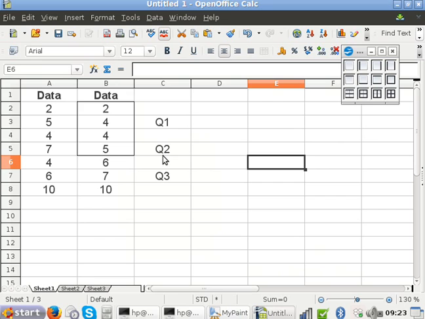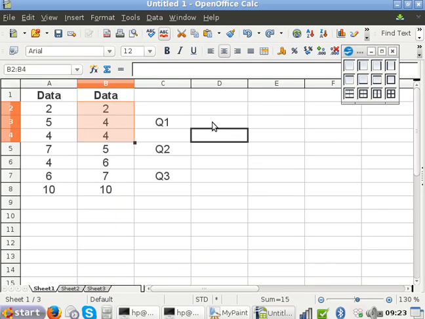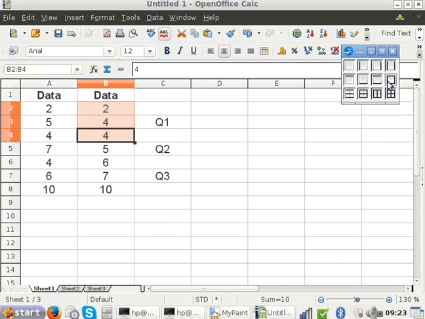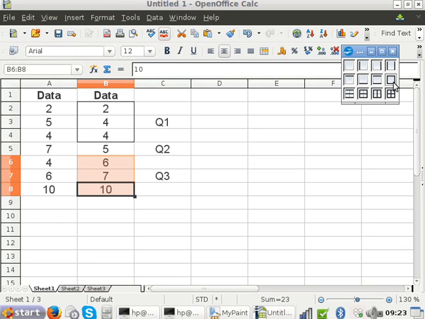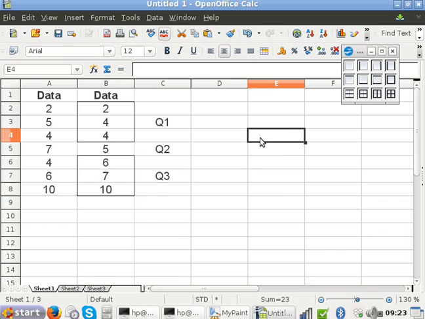Oh, that's something, I suppose. Okay, I put a box around these, and then I put a box around these. Alright. This is the lower, and then this is the upper. Yep.